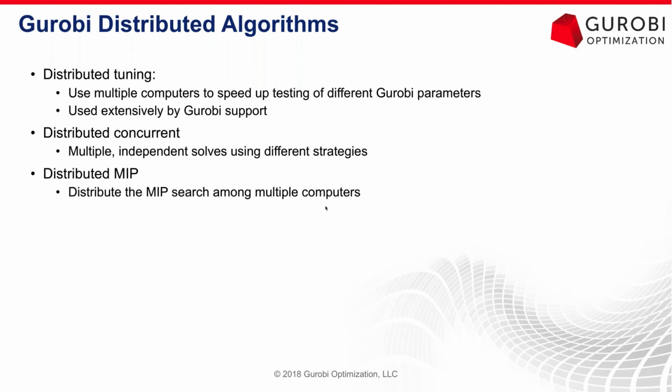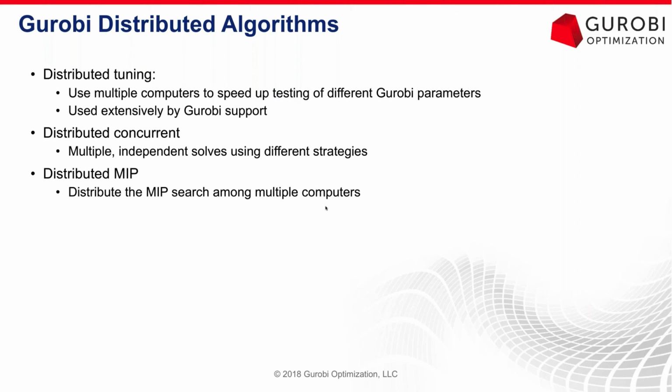For example, the MIP focus parameter has different values, like the default value of 0, MIP focus 1, which is working on finding feasible solutions, and MIP focus 3, which is working hard on the bound. You could try those different parameters on different computers and find out which one's the most effective for your model. And this is something that Gurobi support does all the time. This is a perfect application for distributed algorithms because those solves are completely independent.